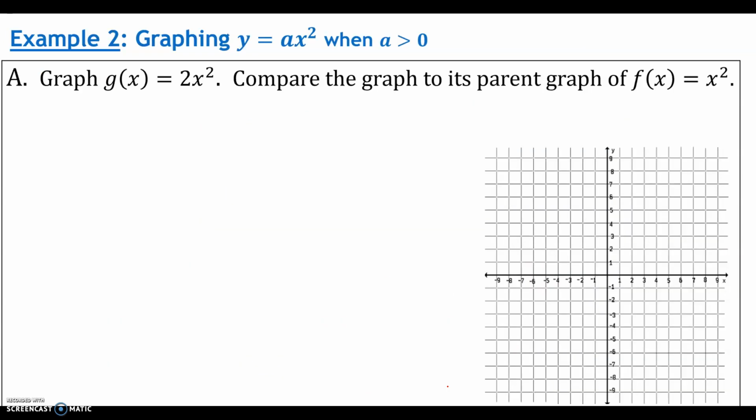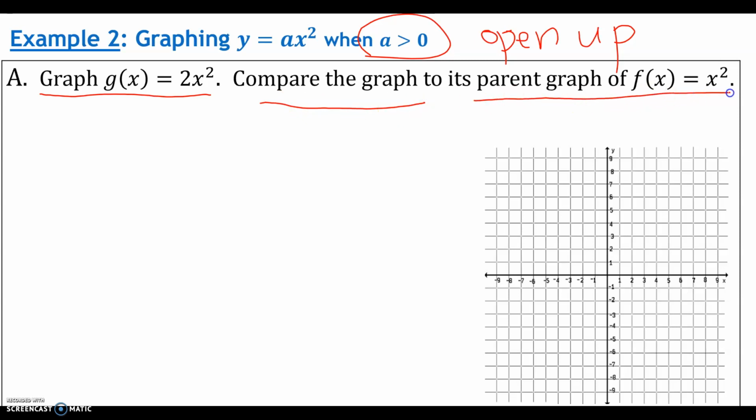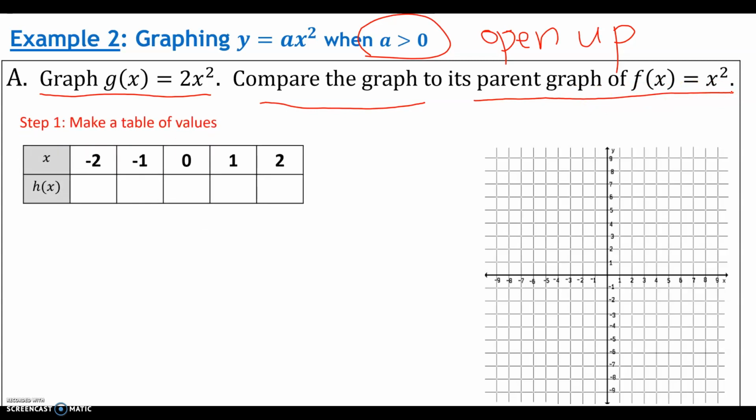Okay, so let's do an example. So if you look at this example, we're going to do when A is greater than 0. Okay, so it's going to be an open parabola because A is positive. And here is our graph. Well, here's our function. So it's g of x equals 2x squared. So the only thing I changed was I added the 2 instead of a 1. Okay, so you're going to have to graph all this and then compare the graph to its parent graph of x squared. So first step, make your table of values.